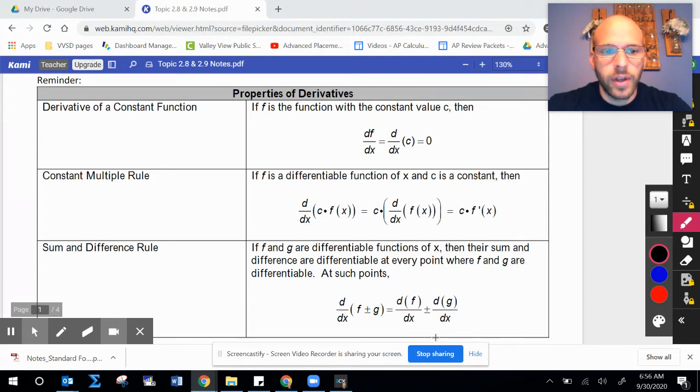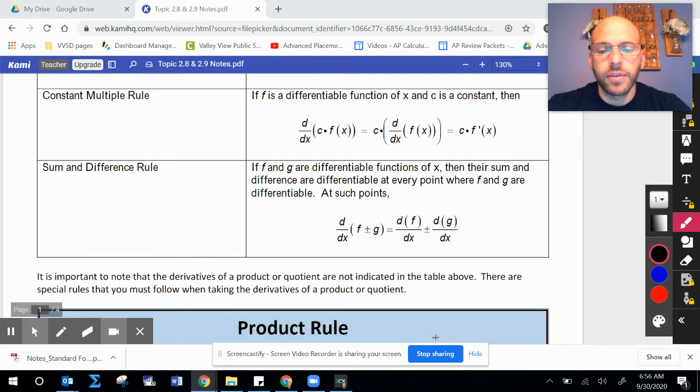The derivative of any constant is 0. If you have a constant multiplier, that constant multiplier can be brought outside of the derivative. And last but not least, if you have a sum or difference of two functions, you can take the derivatives of those two functions separately. Now, this does not apply to a product or a quotient.